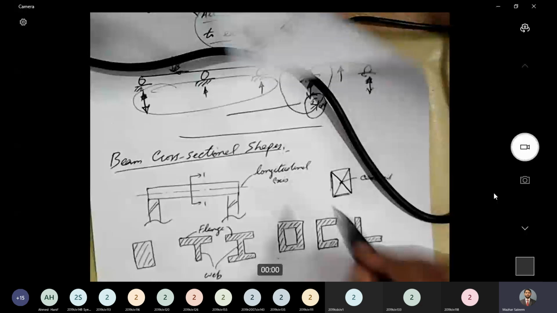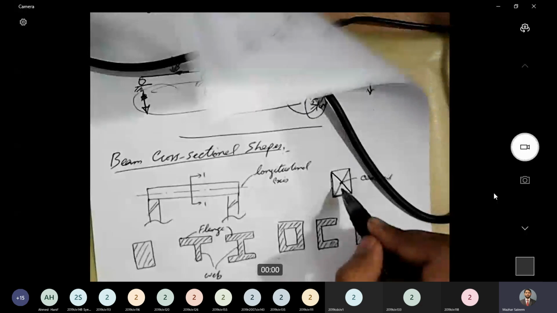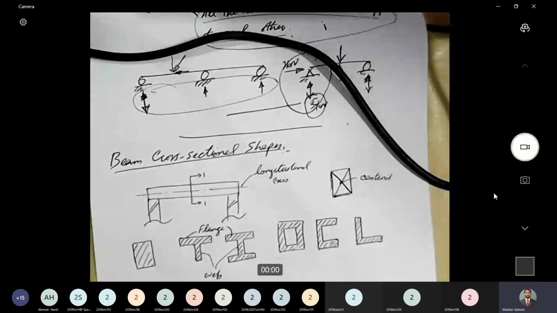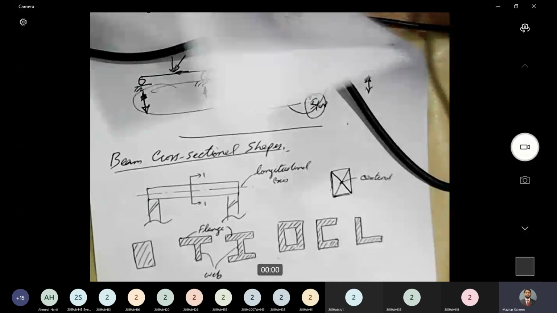Okay. So these are cross-sectional shapes, and a simple definition of a centroid, if you do not know, is that it's the geometric center of a cross-section. Sometimes it is similar to the center of gravity, but not every time. If the section is of homogeneous material, then center of gravity and centroid are the same. But if the section is of non-homogeneous material, then center of gravity and centroid will be different.